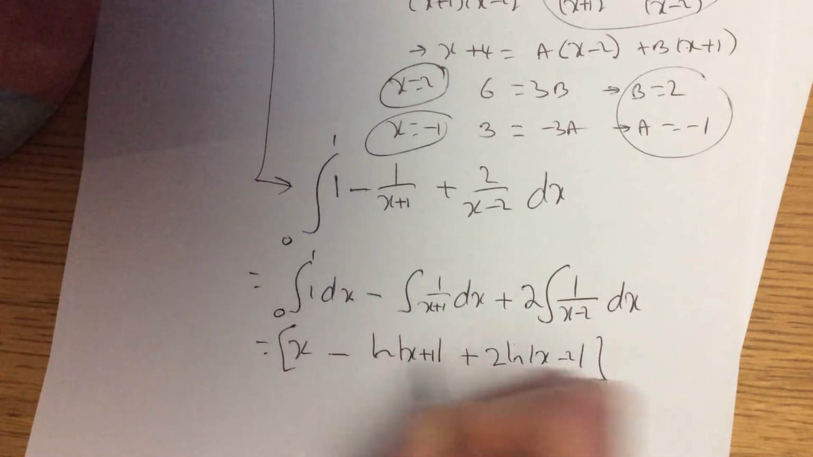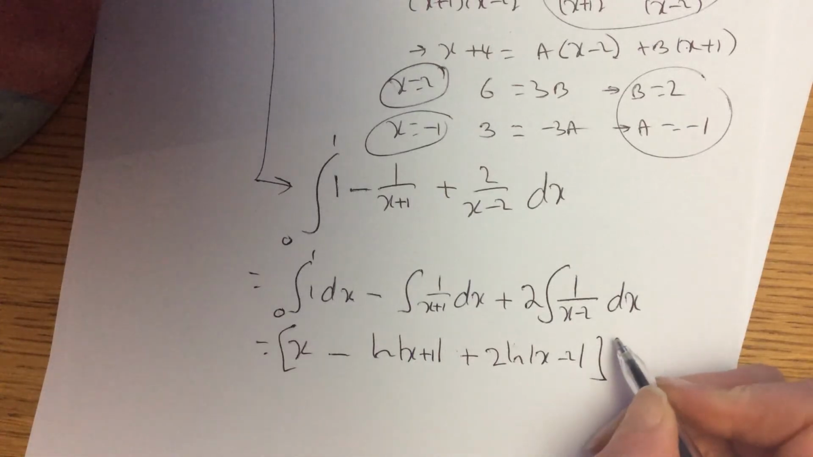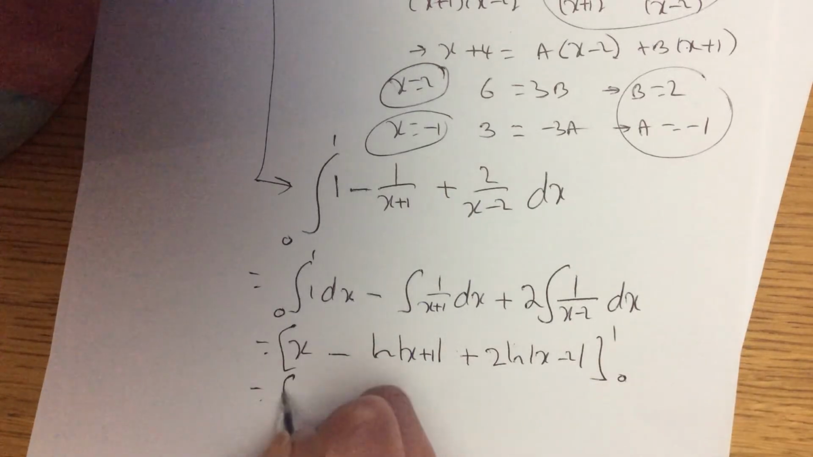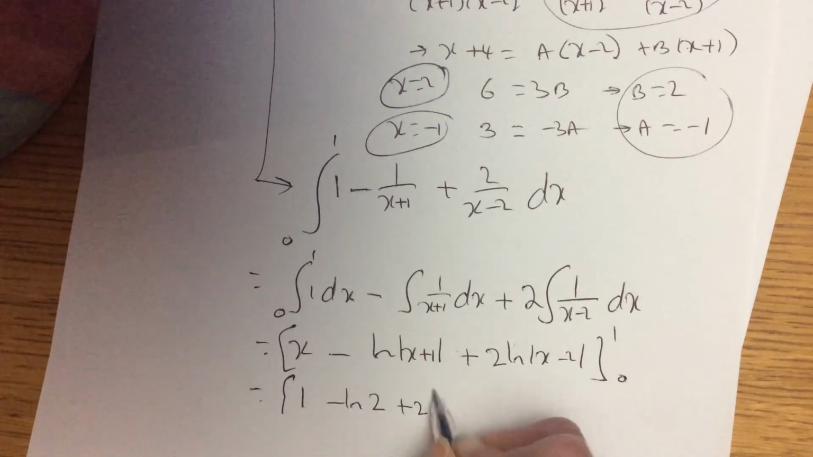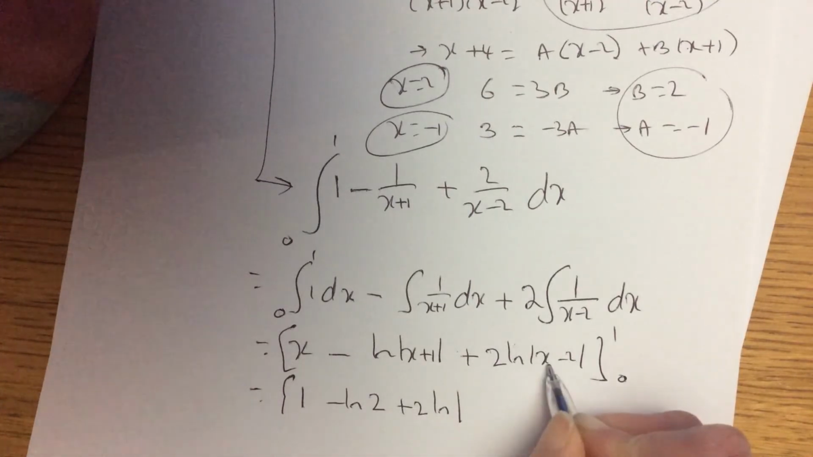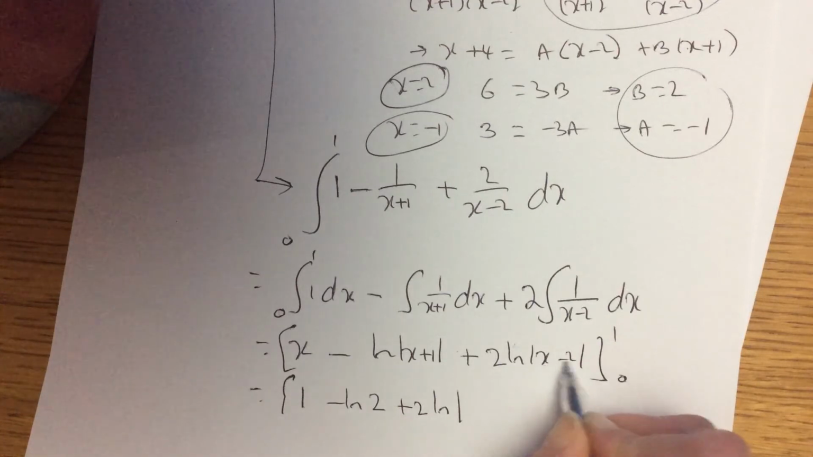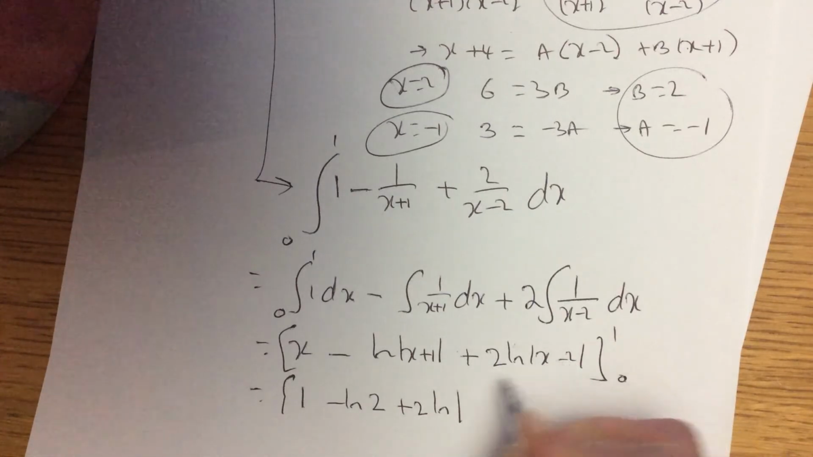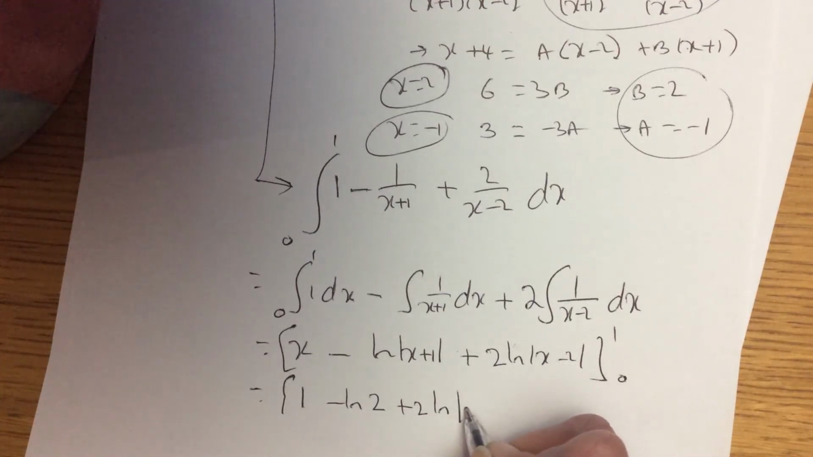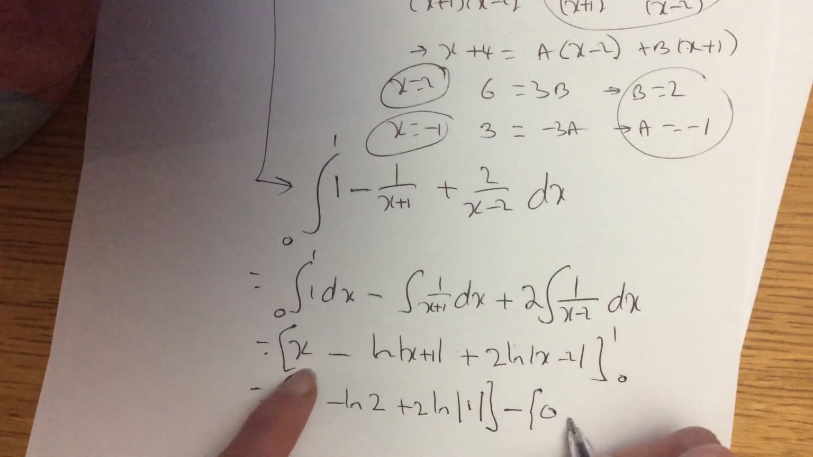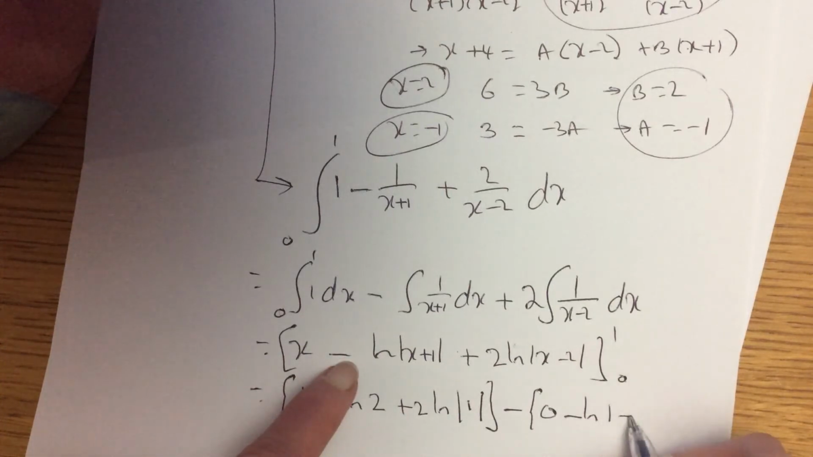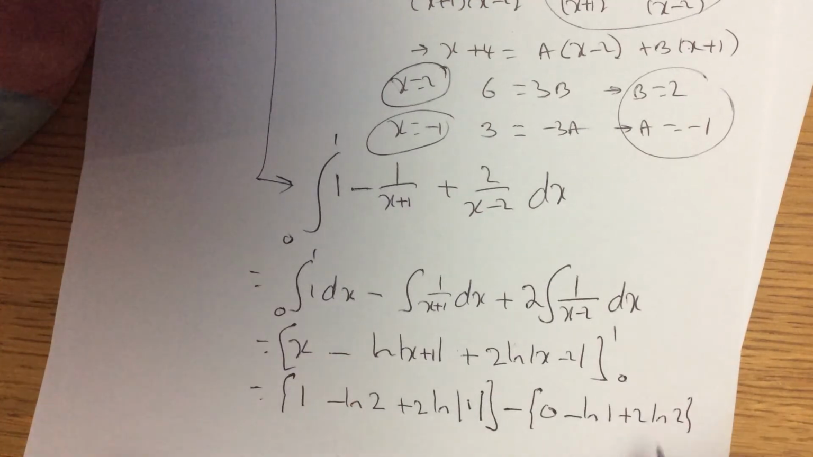I had integral limits to put in. And they were a 1 and a 0. So putting in 1: 1 minus log 2 plus 2 log. Now that's going to be a 1 minus 2 is minus 1. But it's a modulus. So you'll just have positive 1 in there. Take away. Putting in 0: 0 minus log 1 plus 2 log 2. Remember, you put in the positive.